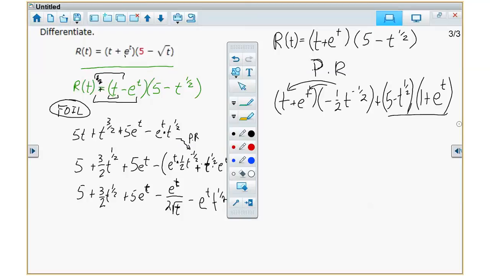Now the only thing you can do with the e to the t is just put it beside it, because you can't combine it. It'd be negative 1/2 t to the negative 1/2 times e to the t. So you add the exponents. Okay. Yeah, when the bases are the same, yes.